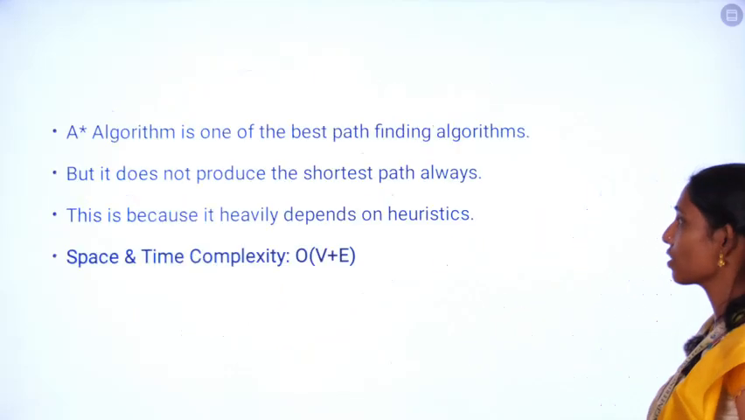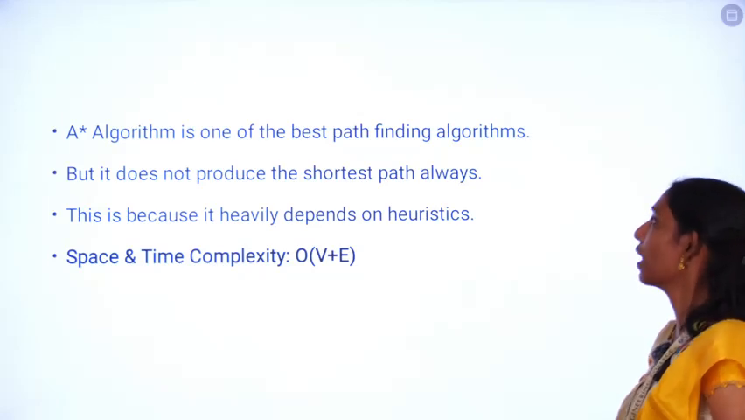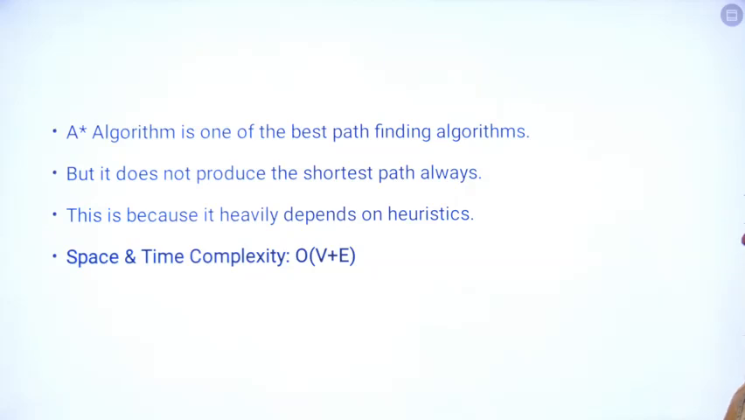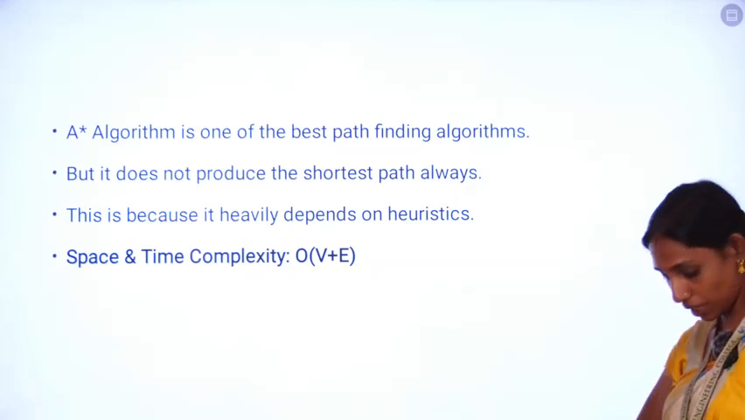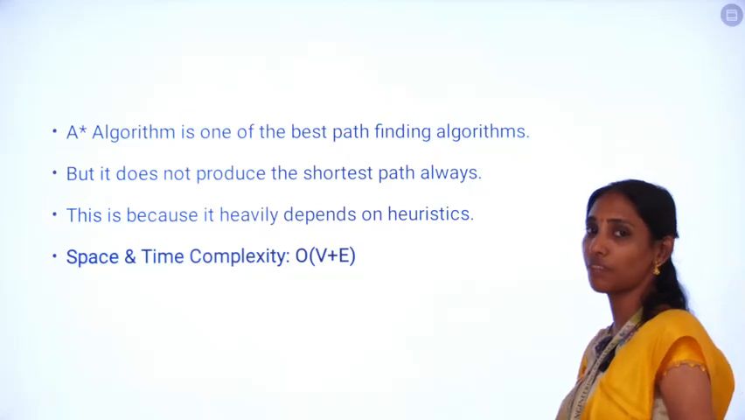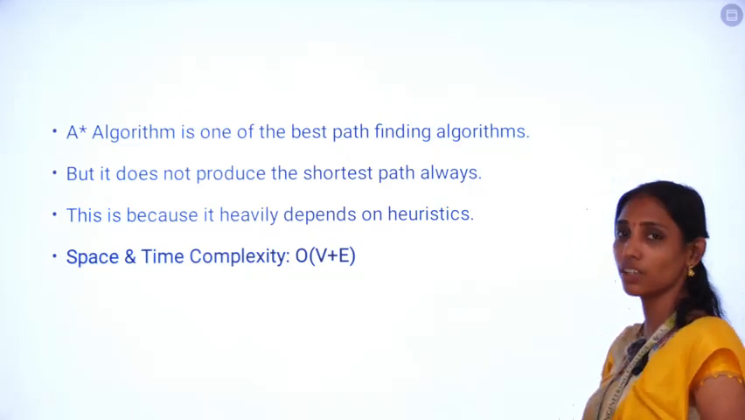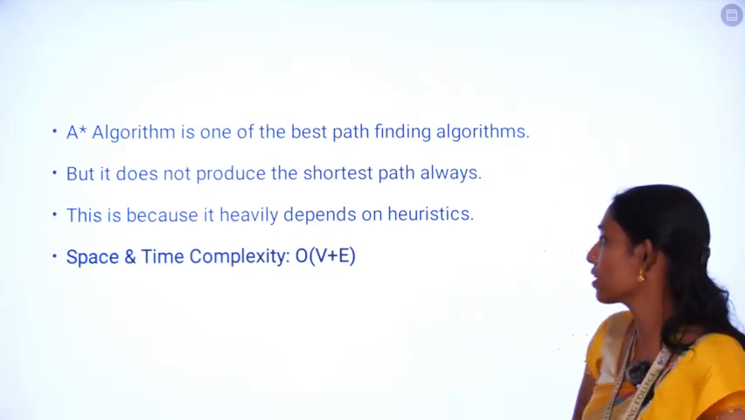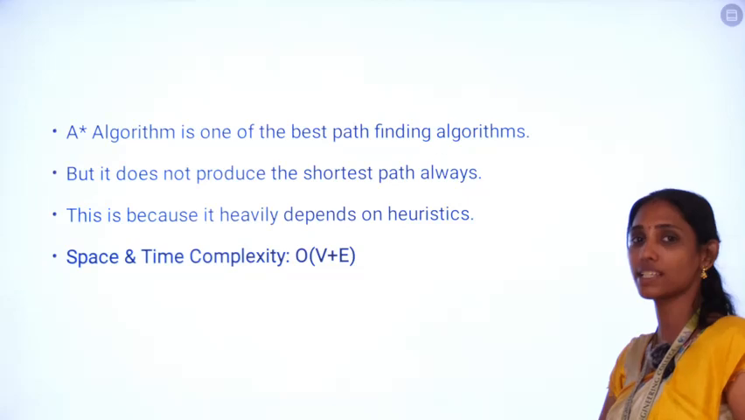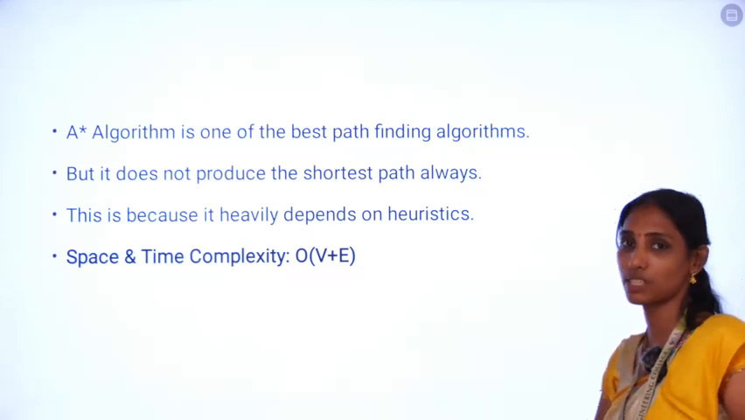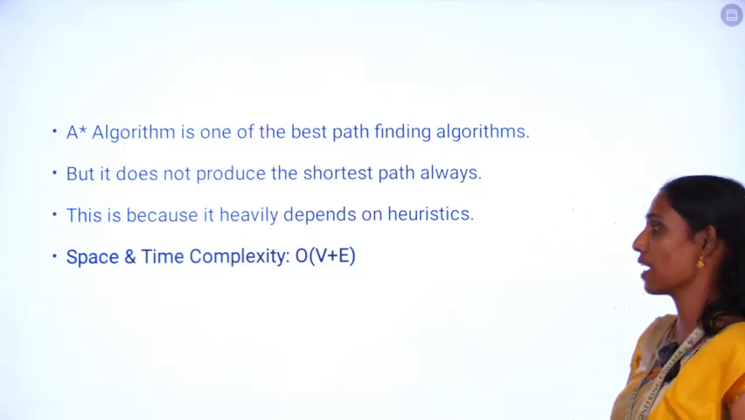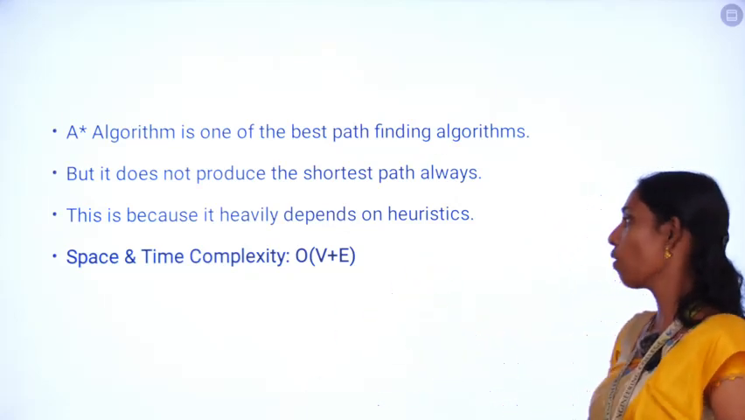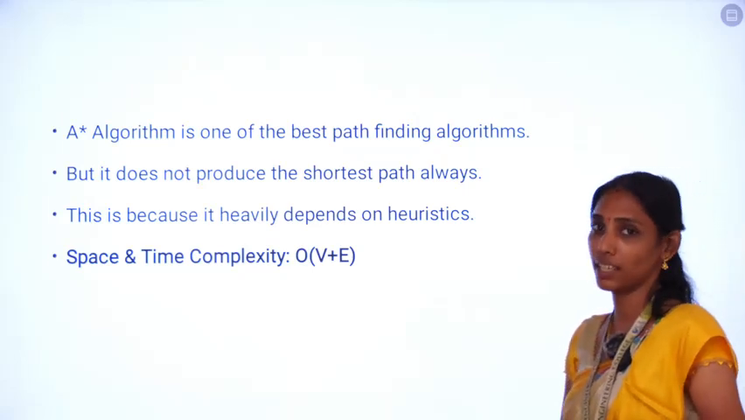So your A-star algorithm is one of the best path finding algorithms, but it does not always produce the shortest path. Sometimes it does produce the cost effective path, so it does not always produce the shortest path. Next, it heavily depends on your heuristic value, and the space and time complexity of your A star algorithm is O of V plus E.